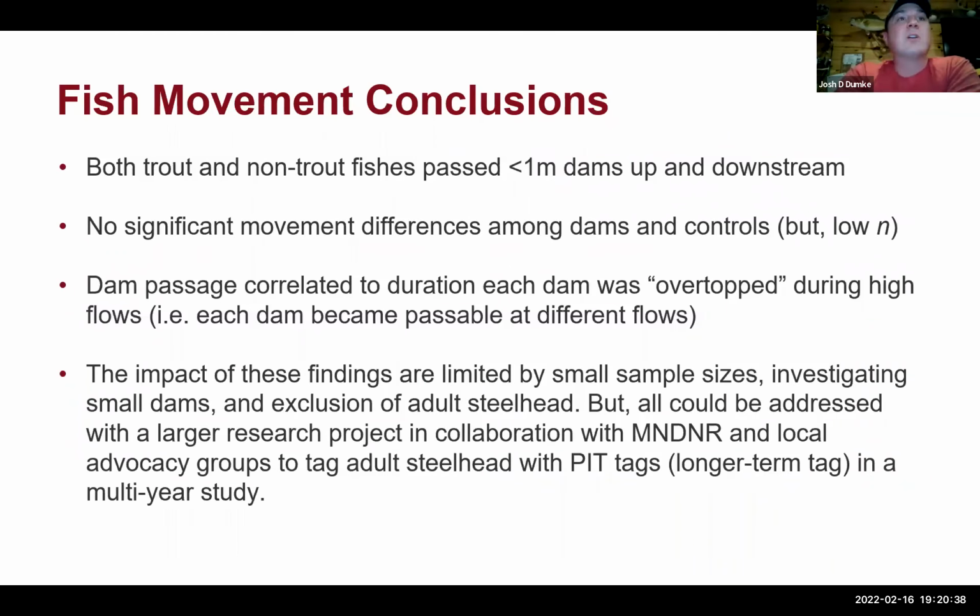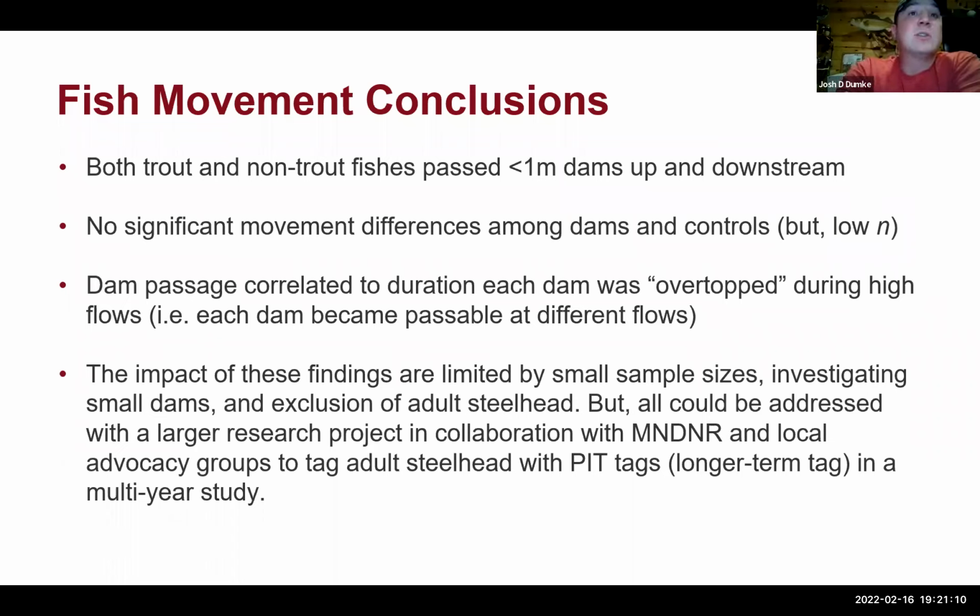So some of our conclusions and findings: both trout and non-trout fish pass these less than 1 meter high dams, going in upstream and downstream directions. There was no significant movement difference among dams and controls, but again, we're talking about measuring differences among what 25 fish decide to do. So it's a small sample size, but it is some data that we get to use.